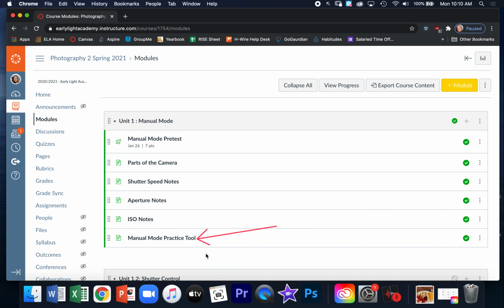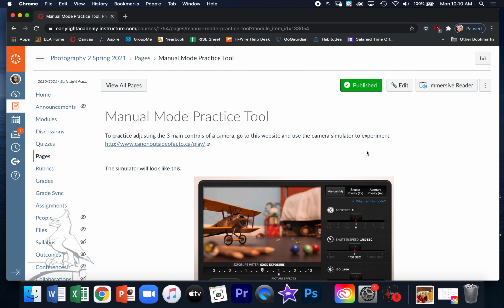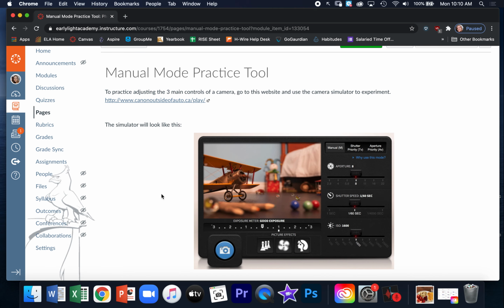The last thing that is useful that you should pay attention to is this manual mode practice tool. Okay, if you click onto here, let me get rid of my arrow. Basically what it is is that Canon, the camera company, has a camera simulator on their website that you can use to practice until you have your own camera. So here's what it looks like.